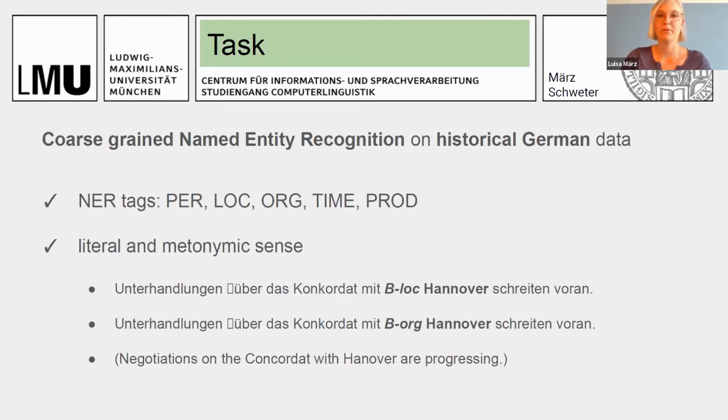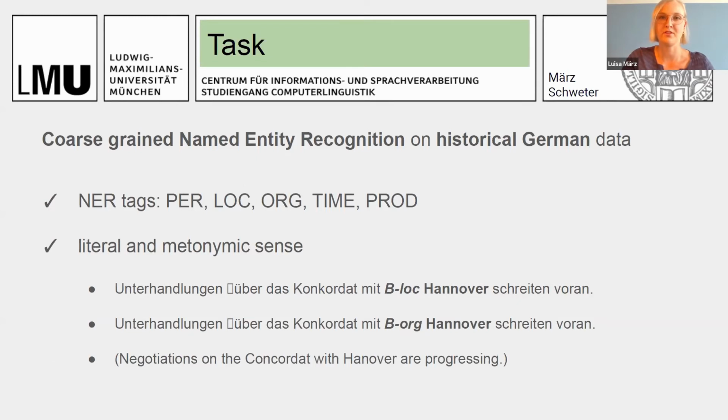So the task we picked, because there were several bundles to choose, was the coarse-grained named entity recognition for historical German. And here we have 5 different named entity tags, which you of course know: person, location, organization, time or date, and product. And we have to evaluate that in the literal and in the metonymic sense.